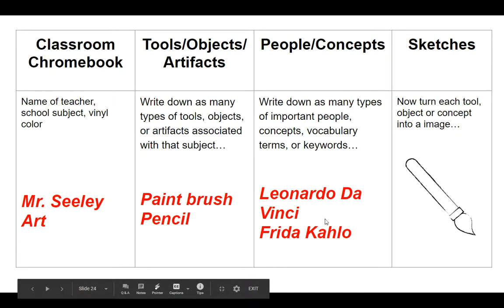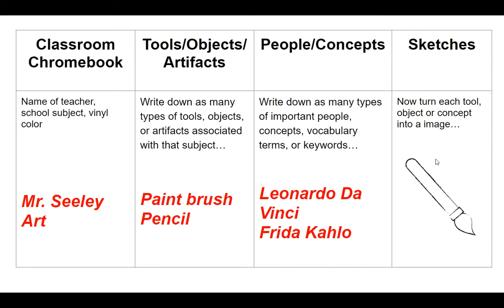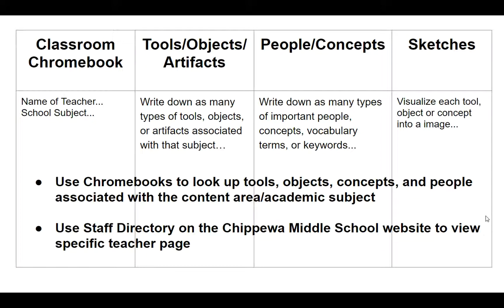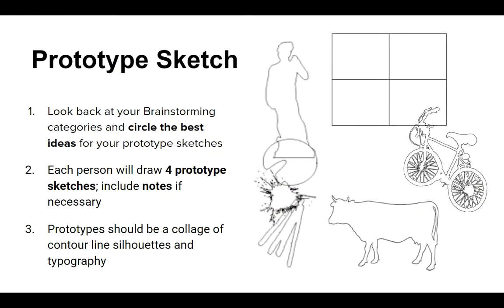Once you've written down with words on the first 3 columns, then you're drawing any of these too. So you're doing tools, objects, people, vocabulary terms, keywords. You're sketching those in the right column or underneath these as well. Once you've taken a few minutes to brainstorm and sketch out your ideas, then you're going to be combining these different things together on page 2. You're going to be taking the best of your ideas, and you're going to have 4 squares to put in 4 different prototype sketches. Your prototype should be a collage of contour line silhouettes and typography.